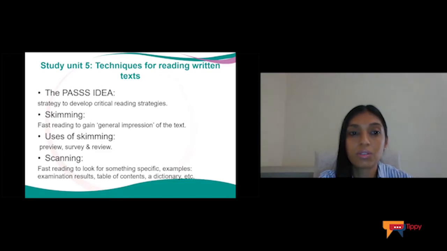This study unit also describes two other reading techniques, which include skimming and scanning. Skimming is fast reading to gain a general impression of the text. There are various reasons for why you would skim. These include skimming to preview, skimming to survey, and skimming to review. Scanning involves fast reading, where you look for something specific. Examples include looking at your examination results, studying a table of contents, looking at dictionary entries, and so forth. The reading strategy that you would choose would depend on your purpose for reading.